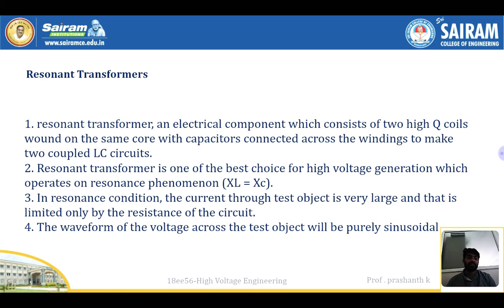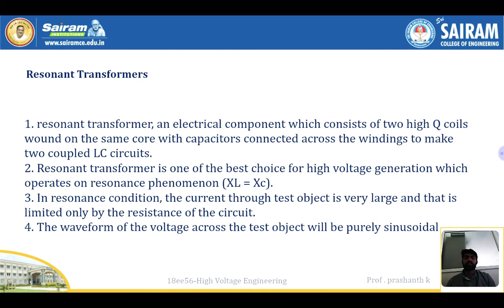A resonant transformer is an electrical component which consists of two high Q coils, LC coils, wound on the same core, with a capacitor connected across the winding to make two coupled LC circuits. When exact resonance occurs in a resonant transformer, XL is equal to XC. High voltage generation operates on this resonance phenomenon, XL is equal to XC.